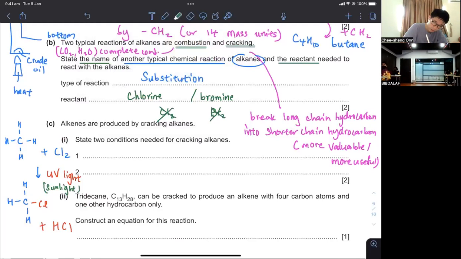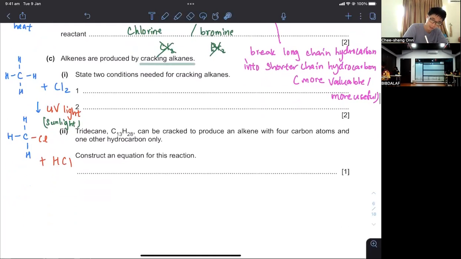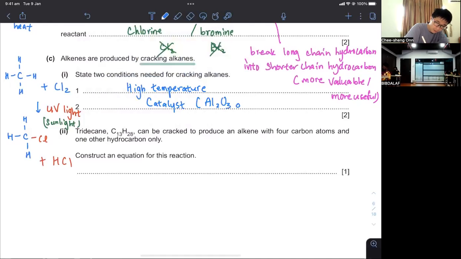I talked earlier about cracking, when we want to break long chain hydrocarbons into shorter chain hydrocarbons. Here they want the conditions. There are two conditions required for cracking, as stated in your syllabus. You need very high temperature because we need to break covalent bonds. We also need a catalyst, which helps to lower the activation energy so the reaction can happen a lot faster. This catalyst is typically Al2O3 or SiO2. Typically, they're just looking for a catalyst at high temperature. They also want you to write an equation, C13H28.